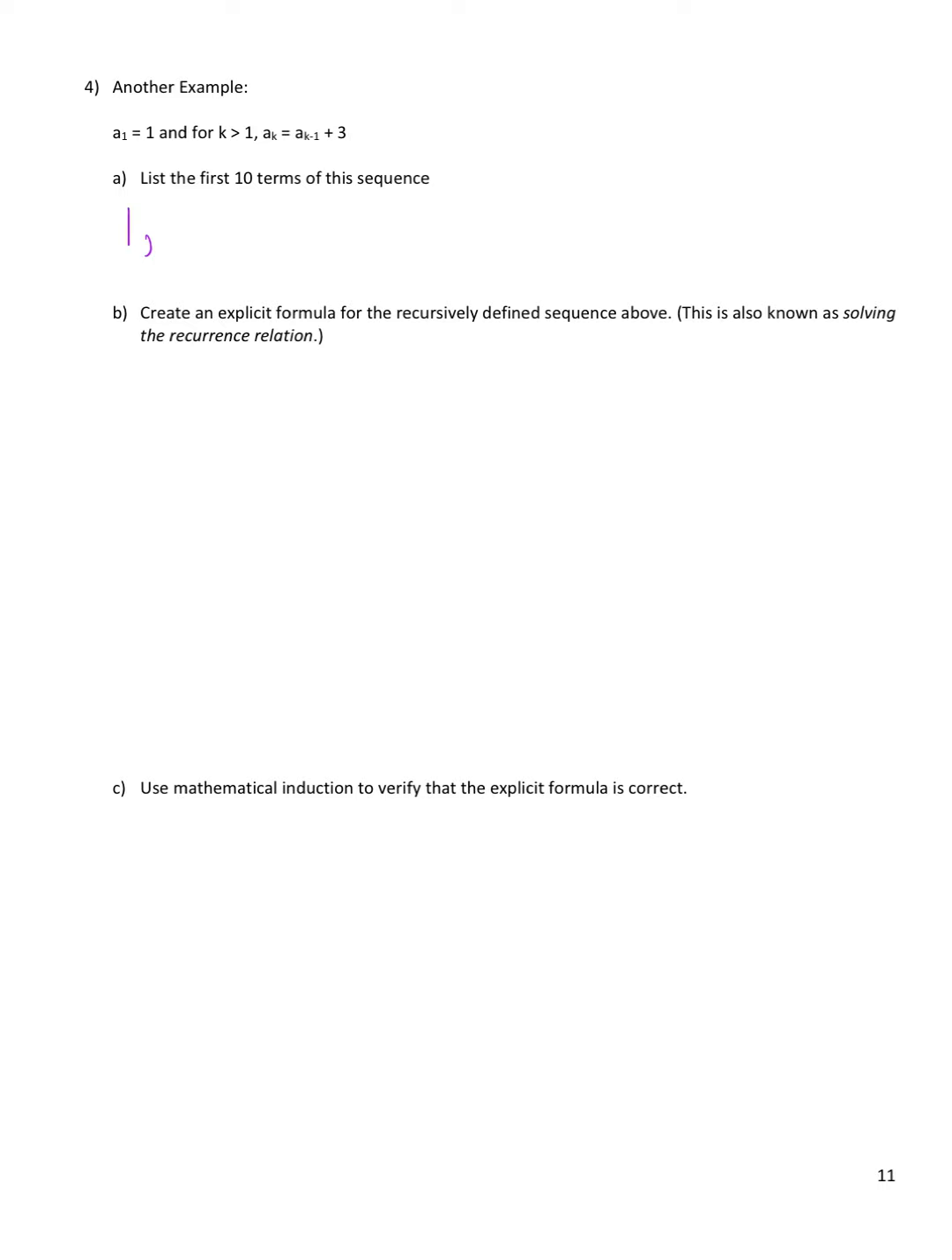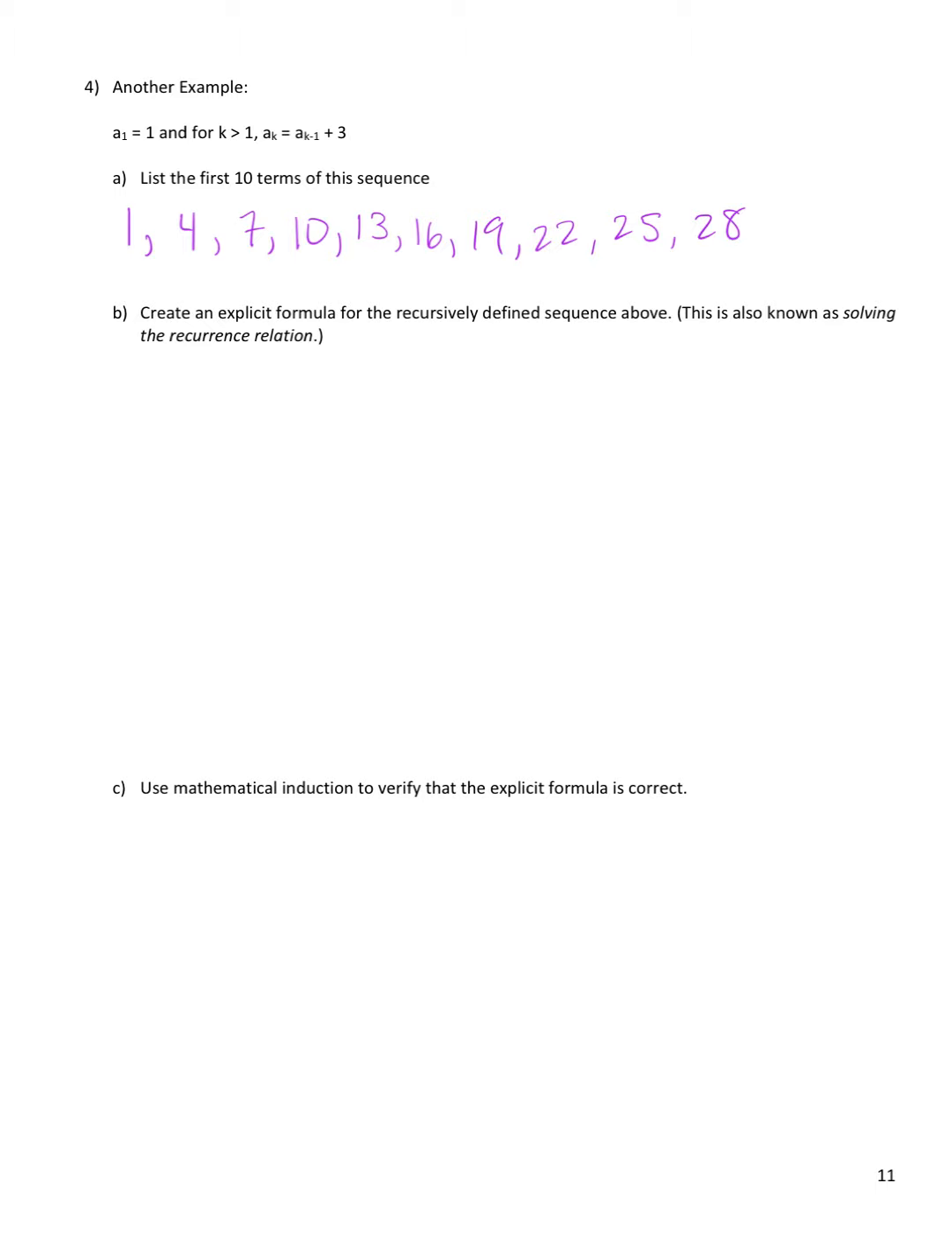And then the next number is the number before it, which is 1, plus 3, which is 4. And then the third number in the list is the second number in the list, plus 3. So 4 plus 3 is 7. And we just keep adding 3. 7 plus 3 is 10. Plus 3 is 13. 16, 19, 22, 25, 28. And there's 10 numbers in the list.